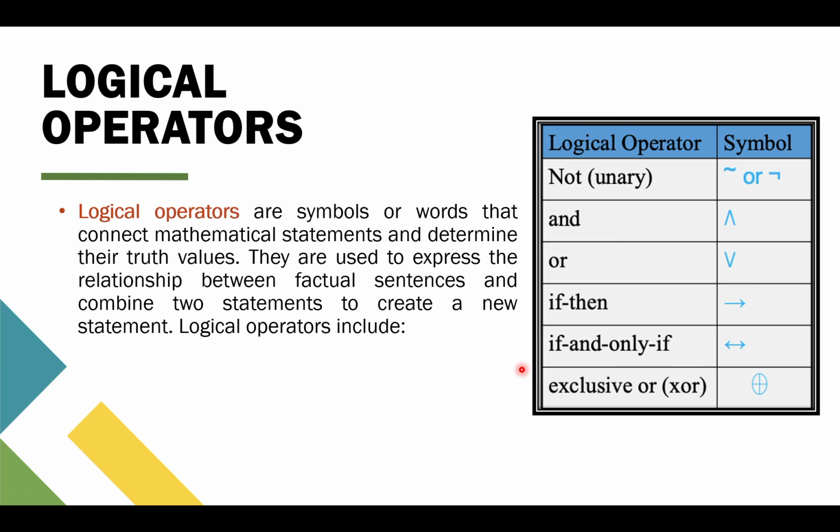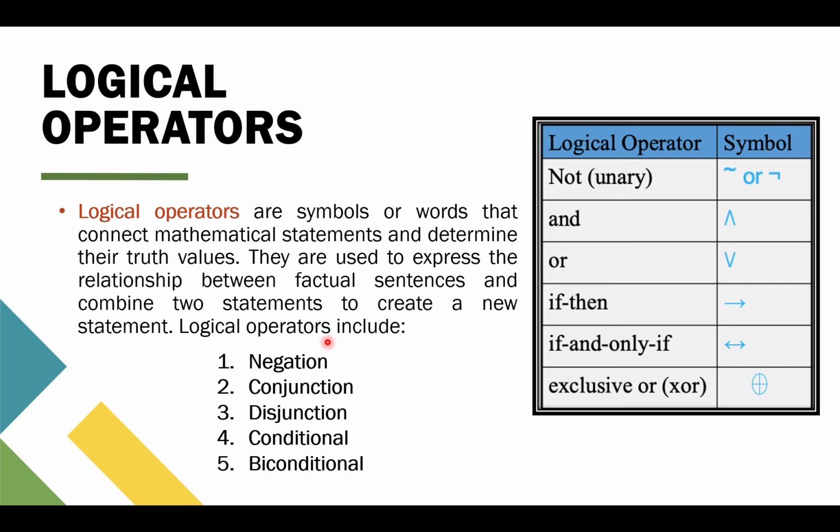Okay, so for the logical operators class, these are symbols or words that connect mathematical statements and determine their truth values. So they are used to express the relationship between factual sentences and combine two statements to create a new statement. Okay. So logical operators include, we have 5 logical operators. First one is the negation, conjunction, disjunction, conditional, and biconditional. So as you can see here class, dito sa picture, itong first one, yung not.